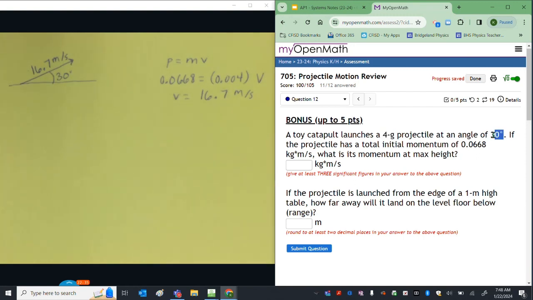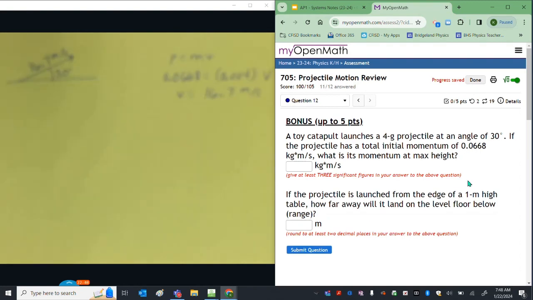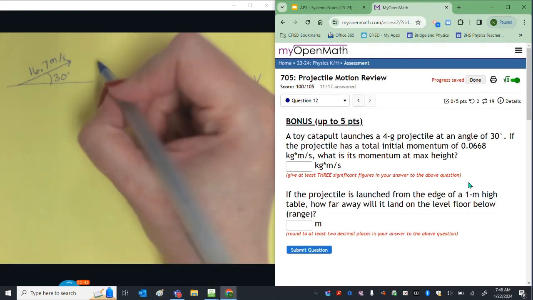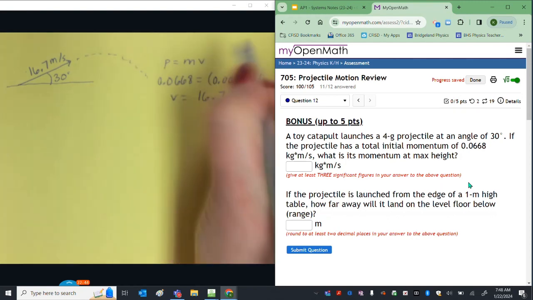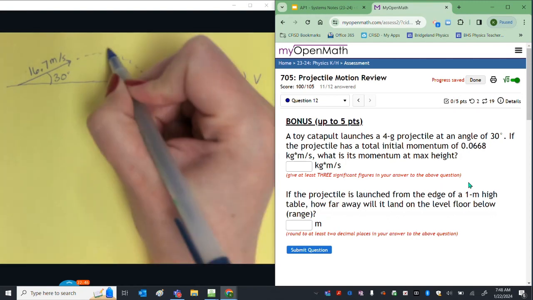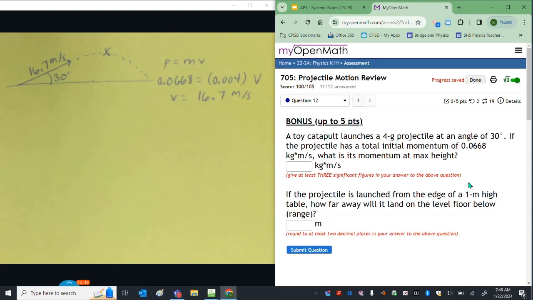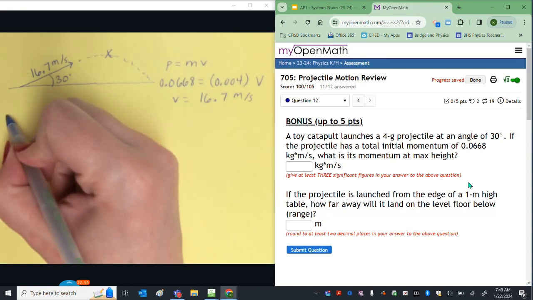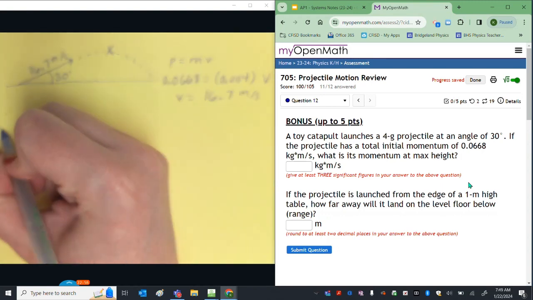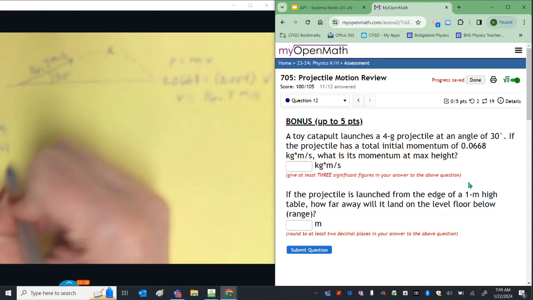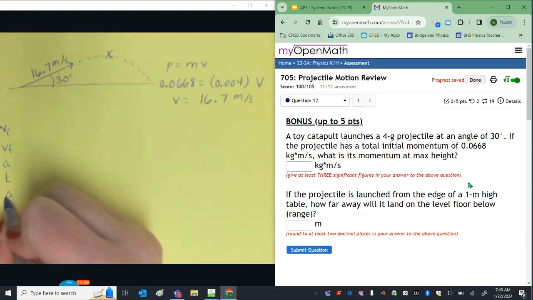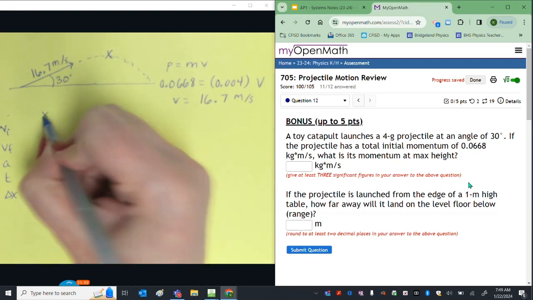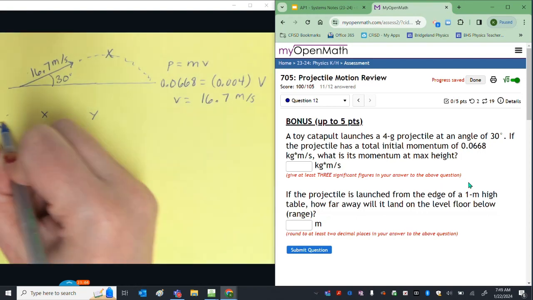So that goes here, because that's my initial velocity when it's launched at this angle. It wants to know what its momentum is at max height. So of course it's going to have some trajectory that looks like this. And in order for me to find momentum at max height, I need to find its velocity at max height, which means I need to set up my table. So we're going to be looking for VI, VF, A, T, delta X, and we're going to be looking for that in both the X and Y directions.